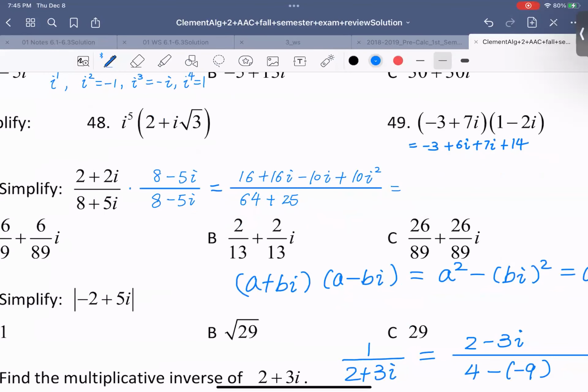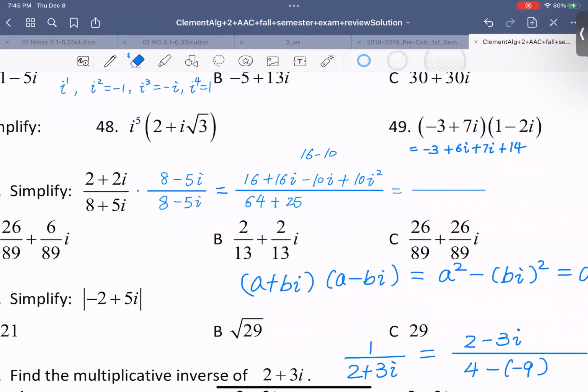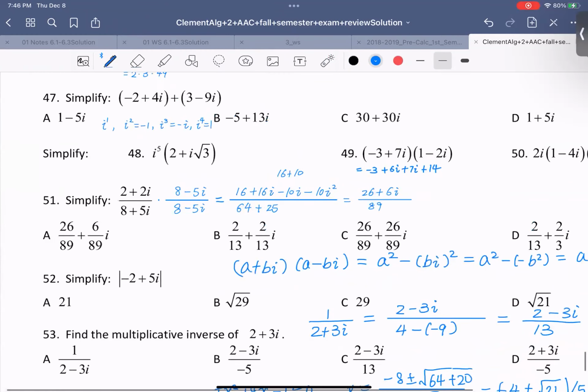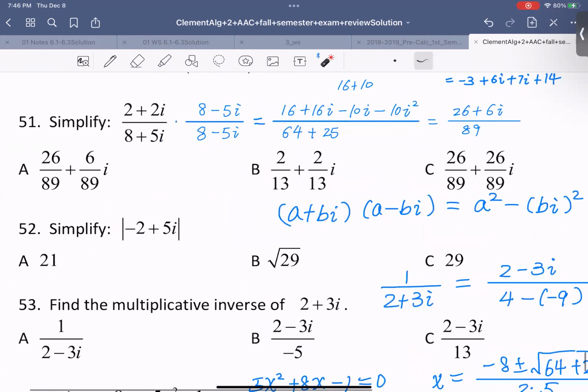So this is 16 minus 10, right? Oh, wait, it's minus 10i squared. Or minus 10i squared. Okay, thank you. So this is plus 10, right? Yeah. So this is 26 plus 6i over 89. Yes? Good.